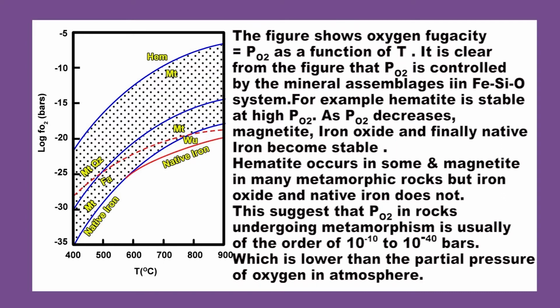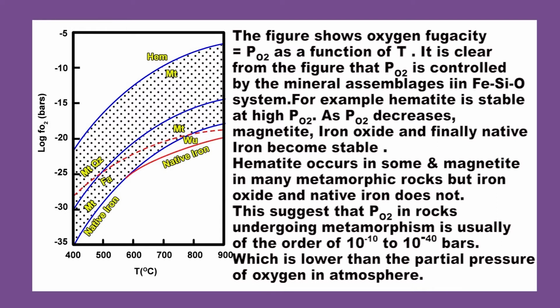See figure. The figure shows oxygen fugacity, equal to PO2, as a function of temperature. It is clear from the figure that PO2 is controlled by the mineral assemblages in the Fe-Si-O system. For example, hematite is stable at high PO2. As PO2 decreases, magnetite, iron oxide and finally native iron become stable. See figure. Hematite occurs in some and magnetite in many metamorphic rocks, but iron oxide and native iron do not.